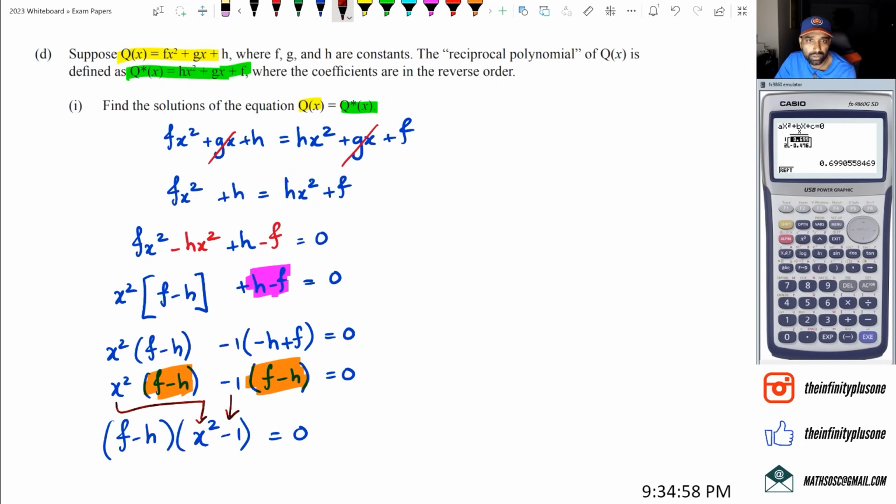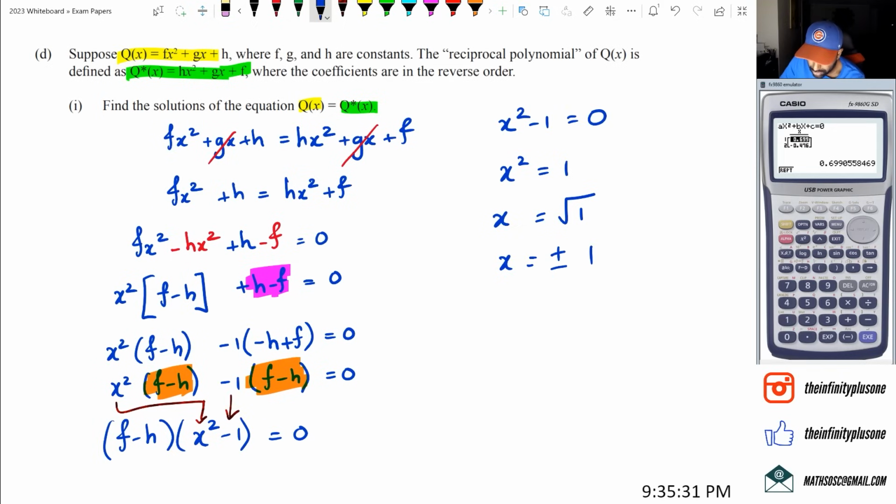So basically, what I've got here is f minus h is equal to 0, or x squared minus 1 is equal to 0. Now we're looking for solutions. That means we want to know what x is actually equal to. So really what we've got here is x squared minus 1 is equal to 0. And because x squared minus 1 equals 0, we can say that x squared is equal to positive 1, and then x is equal to the square root of 1. But of course, remember that when you take a square root of a number, you're going to get two solutions. So you're going to get x is equal to plus or minus 1.